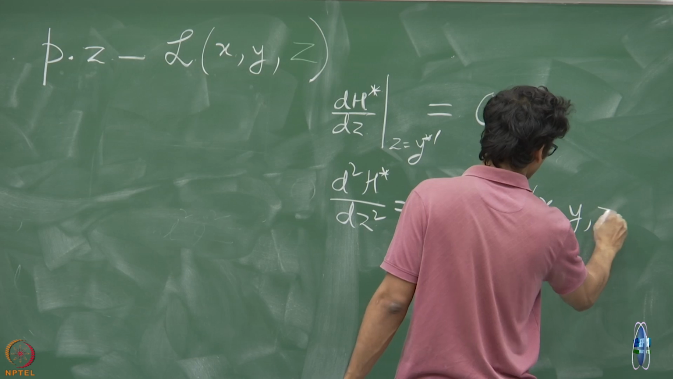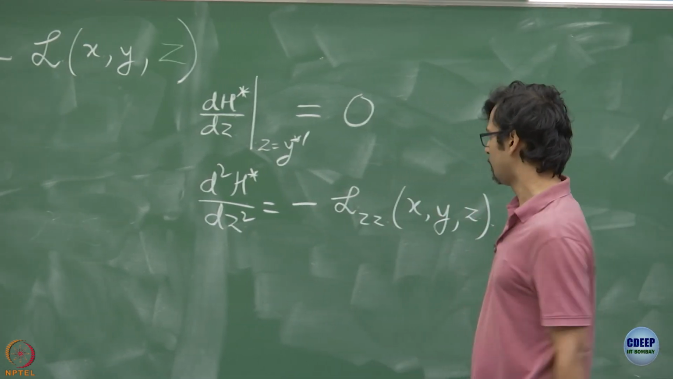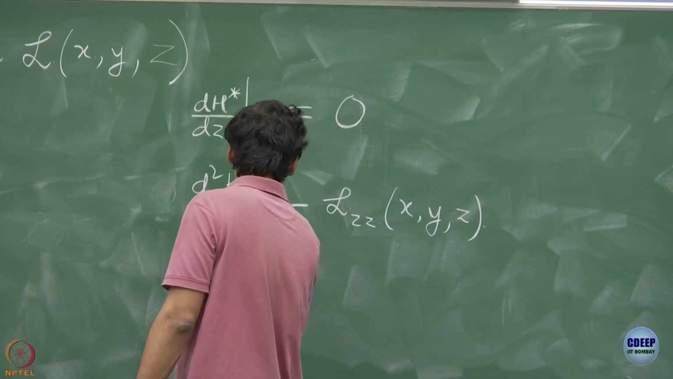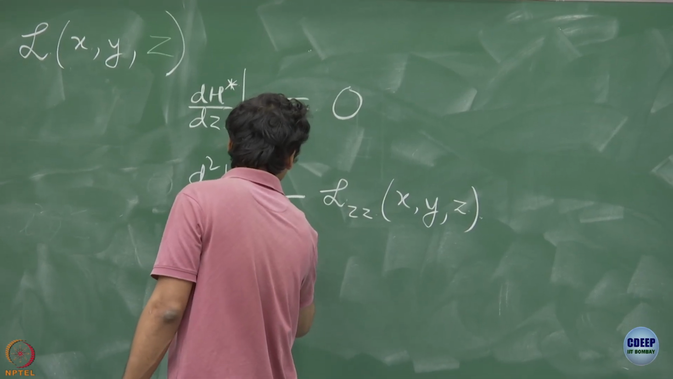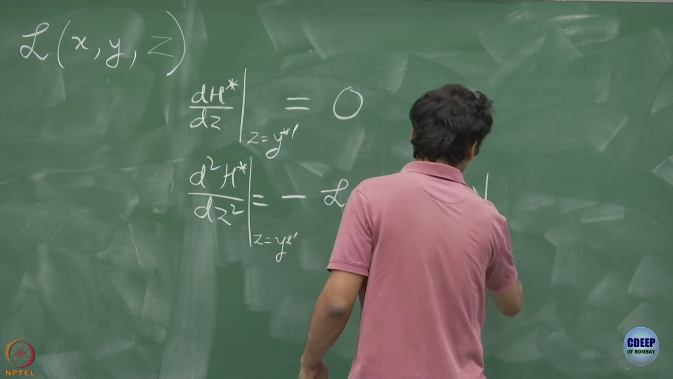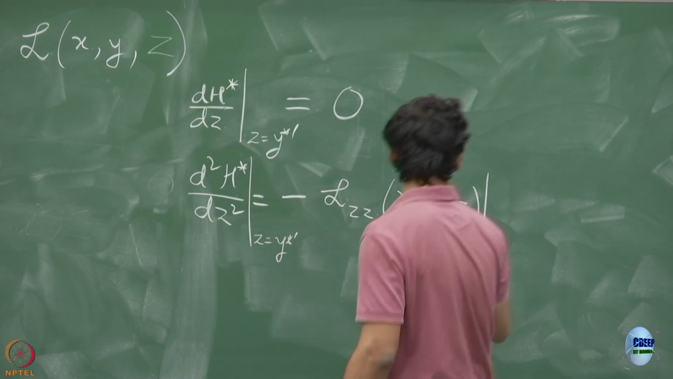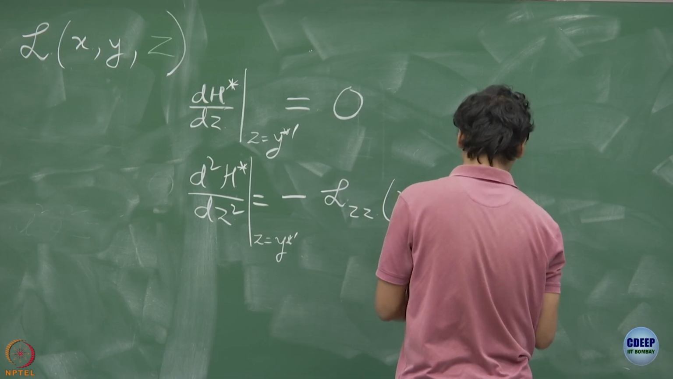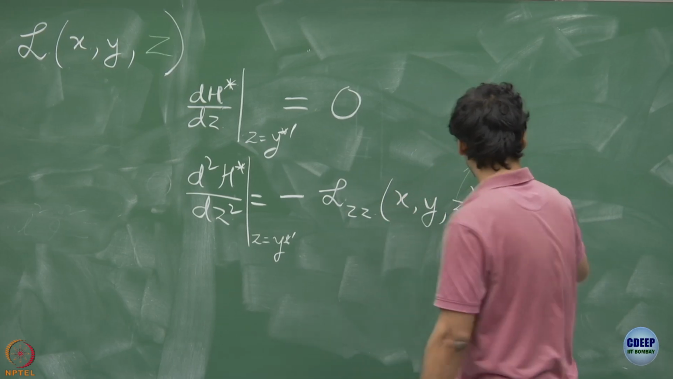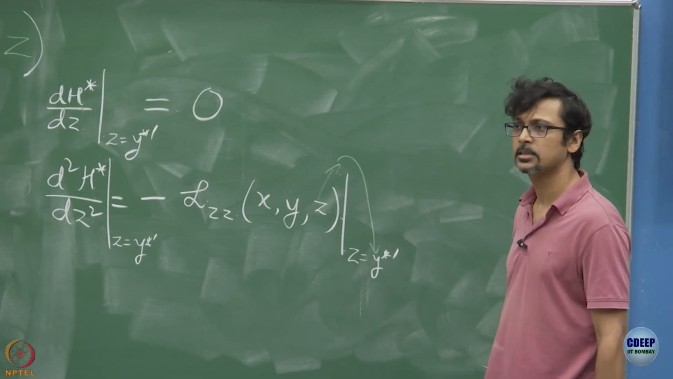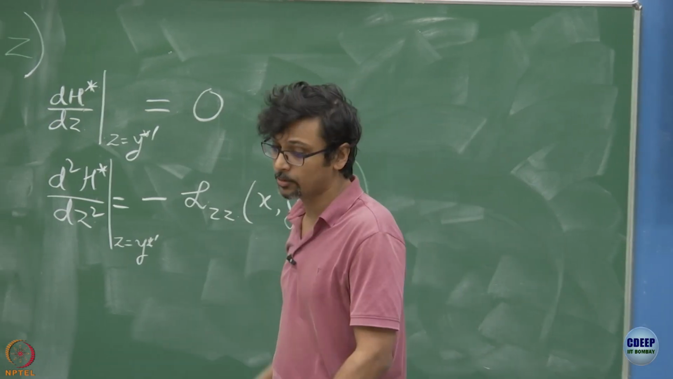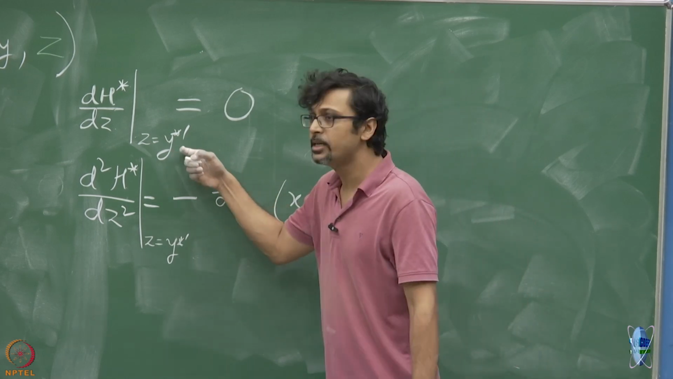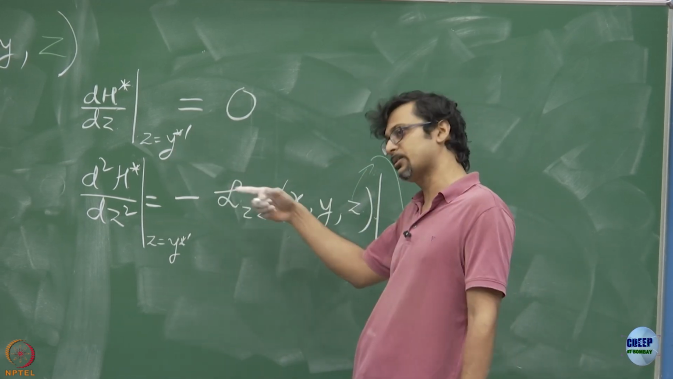x, y, z. Now if you want to find out whether this fellow is a maxima or a minima, you have to just go ahead and evaluate this at z equal to y star prime. So you have to actually plug in here now back z equal to y star prime. That is, this fellow has got to be replaced by this, and hopefully you will be able to say something about the sign of this. If this fellow is negative, then at this point it is maximized. If this fellow is positive, then at this point it is minimized.